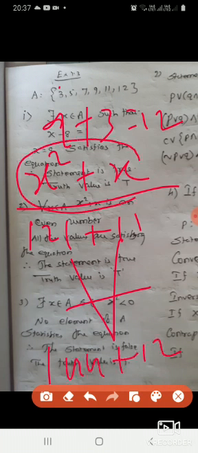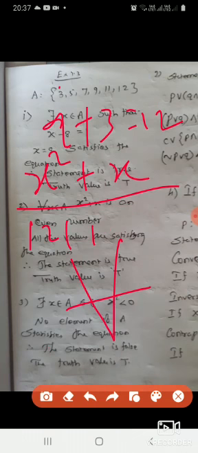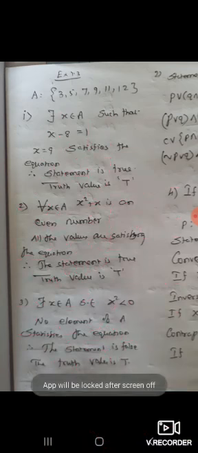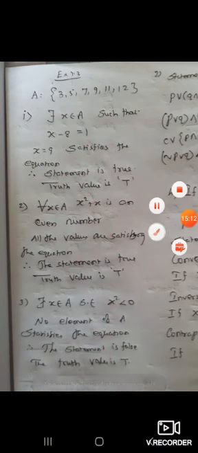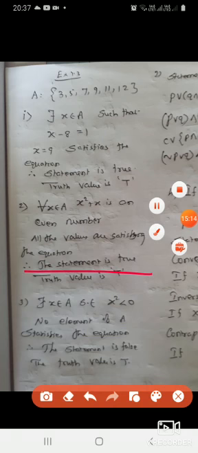So every value of A satisfies this equation. That's why we say this statement is true for all the values, not a single value. That's why I have written the statement is true. Therefore, the truth value is T. The same for the third one.